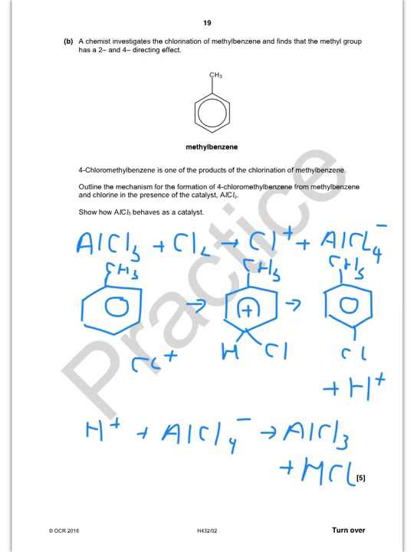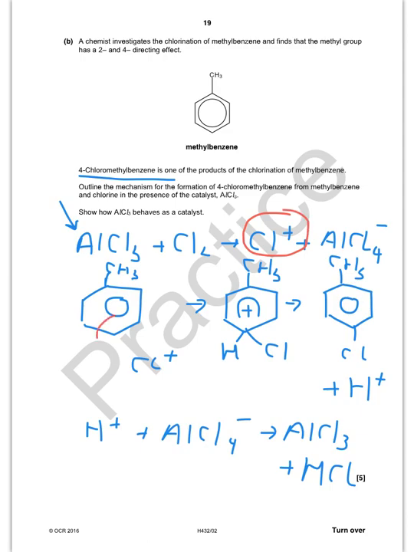Right, again, this is a pretty lovely question. You're just going to make sure that you read it. So, of course, you're going to make 4-chloromethylbenzene, and you've got to show how you're going to use the aluminium trichloride catalyst. So, here you go. That's how the catalyst generates your electrophile, which is, of course, Cl+, like so.